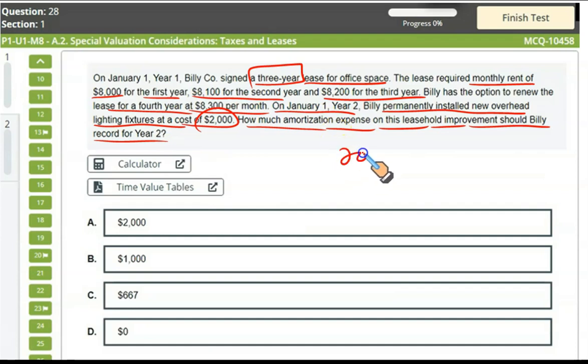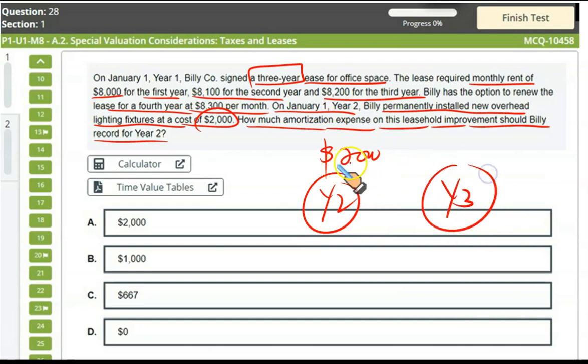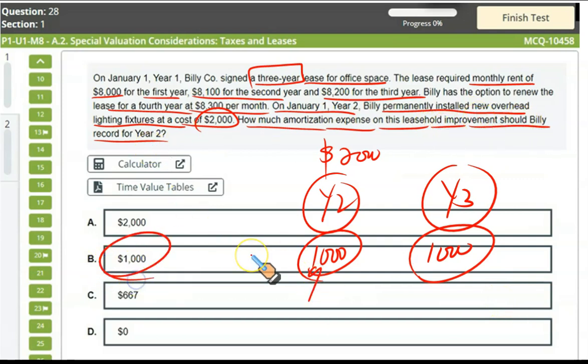Since this $2,000 has been spent, it will give him benefit for the whole of year 2 and for the whole of year 3. So the benefit of this leasehold improvement should be amortized over the next 2 years by splitting it in equal parts. 1,000 amortization in year 2, 1,000 in year 3. So the question says what should be amortized in year 2? Just 1,000, and that makes B the correct option. Next.